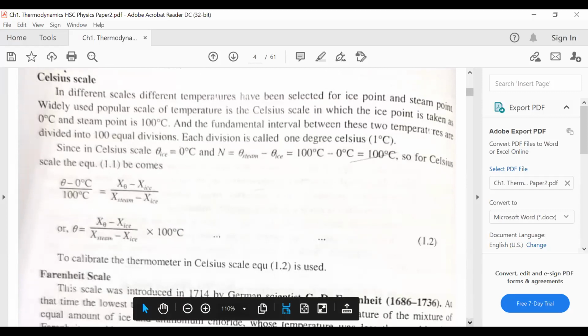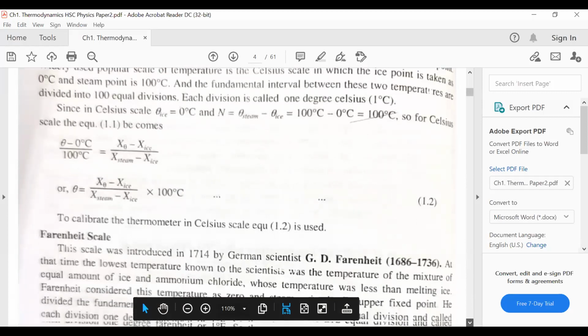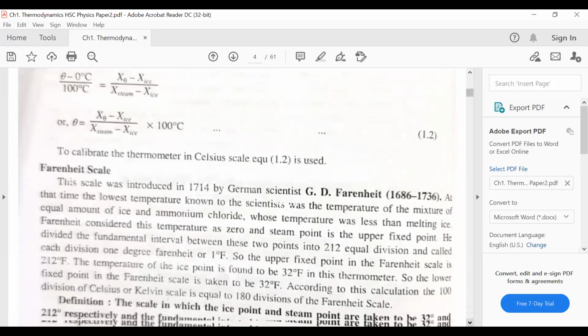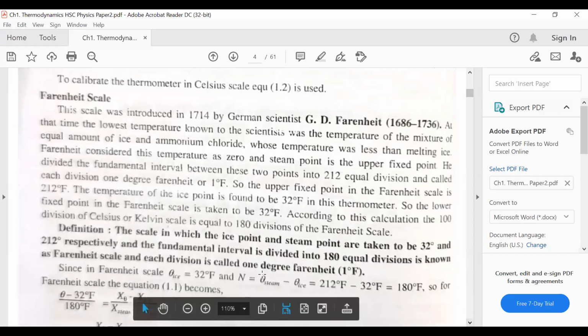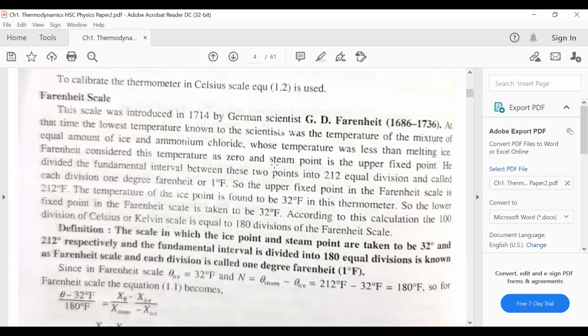Now, let us see what is the case for a Fahrenheit scale. For Fahrenheit scale, the ice point is 32 degrees Fahrenheit, which means they have considered not the ice, but something which can exist below 0 degrees Celsius. They considered the lowest temperature as the mixture of equal amounts of ice and ammonium chloride, which has a temperature which is less than the melting ice.